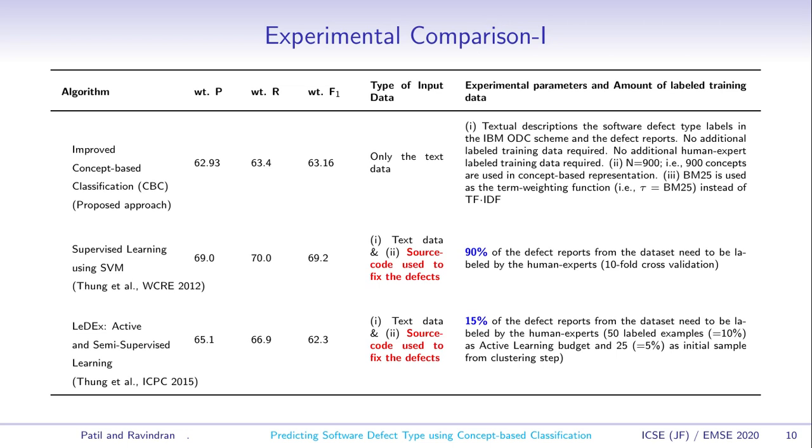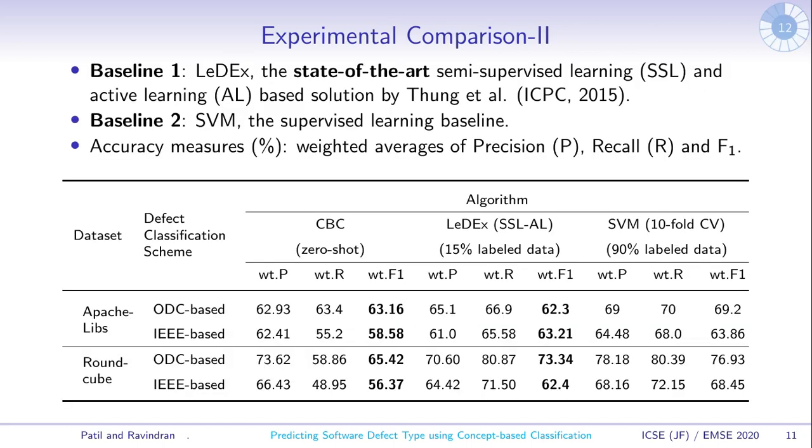The SVM based approach needs 90% of the label data for training and is not viable in practice. The CBC approach needs only the keywords and phrases describing the defect type labels and the defect description. The state-of-the-art needs the text as well as source code used to fix the bug. So unlike the state-of-the-art approach, our approach can be used before a defect is fixed. This is an important advantage in practice.